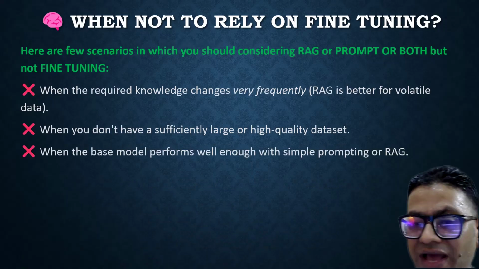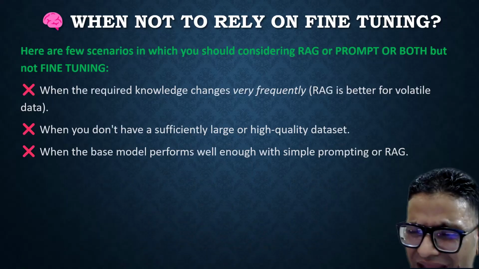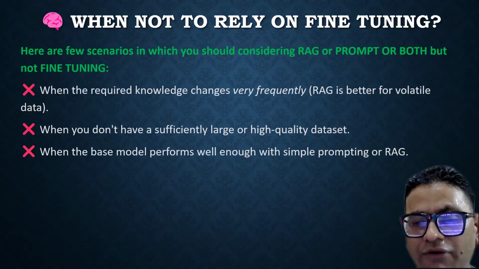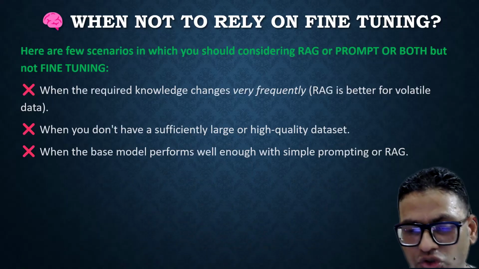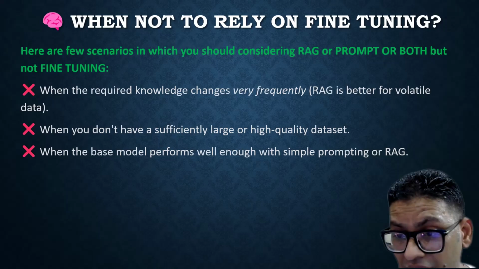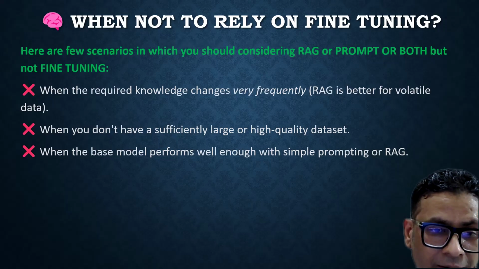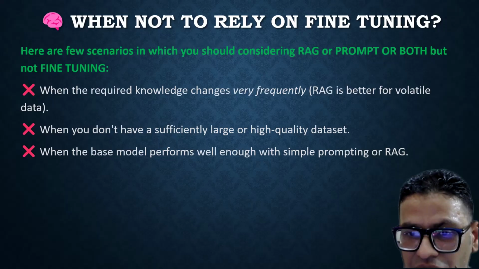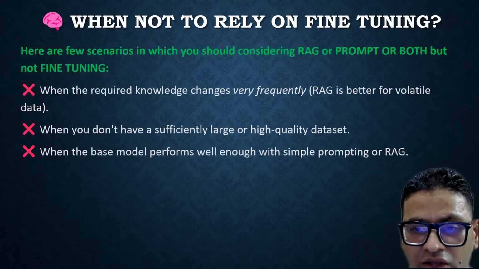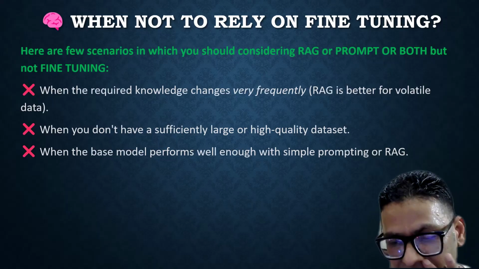When the base model performs well enough with a simple prompt or RAG. Fine tuning is the last resort, because it's very complicated compared to RAG and prompting. So if you feel that your large language model is good enough if you just tweak your prompt, or if your RAG system, your RAG database, is so strong, which I have covered in another tutorial series, a very comprehensive series with more than 27 parts. If you are really interested in understanding RAG in more detail, you can watch that, and you can find the link in the description and on the top right of the screen as well.